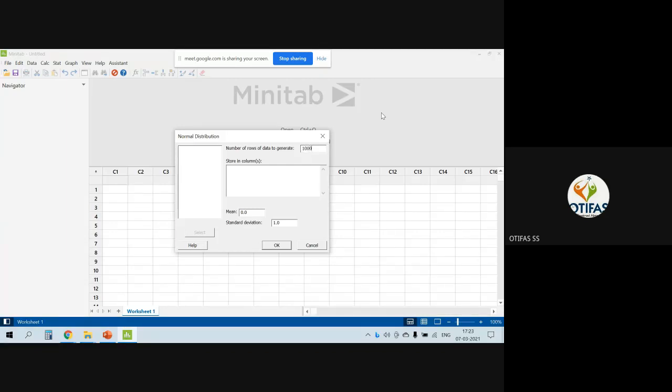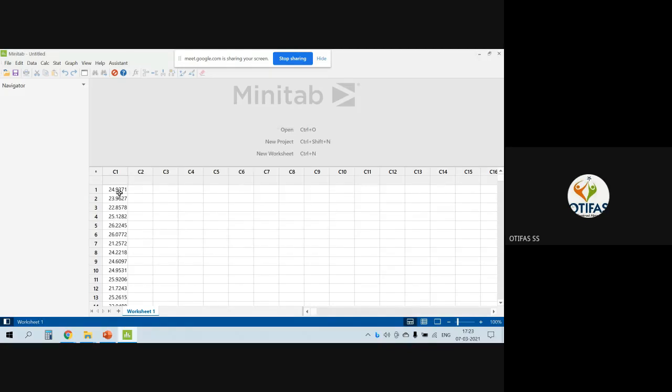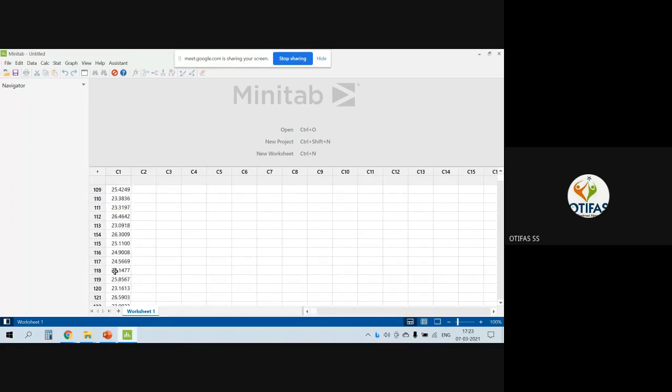Now I just ask Minitab, give me 10 lakh data, 1,000 data. And I will ask Minitab to store it in C1. Now I will tell it, give me data whose mean is 25 and standard deviation is 1.5. So Minitab will give you 1 million data. It's almost 10 lakh data here.